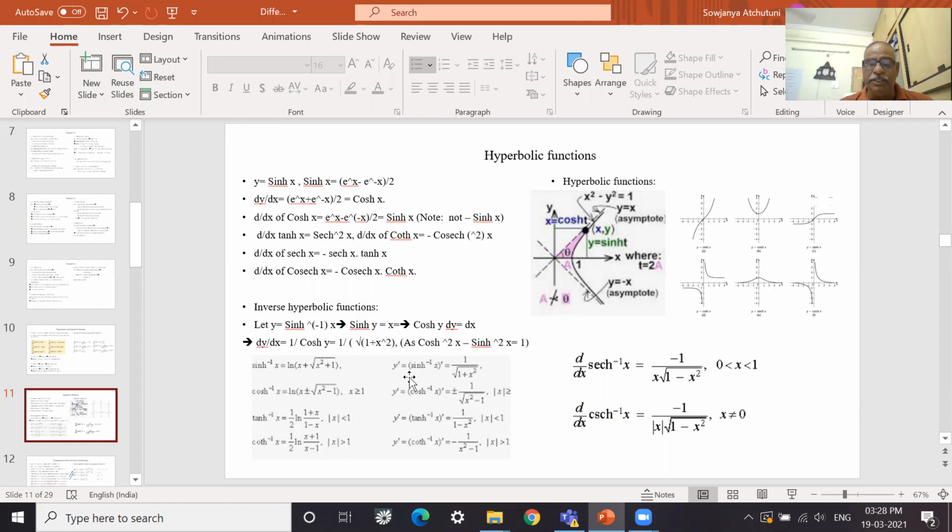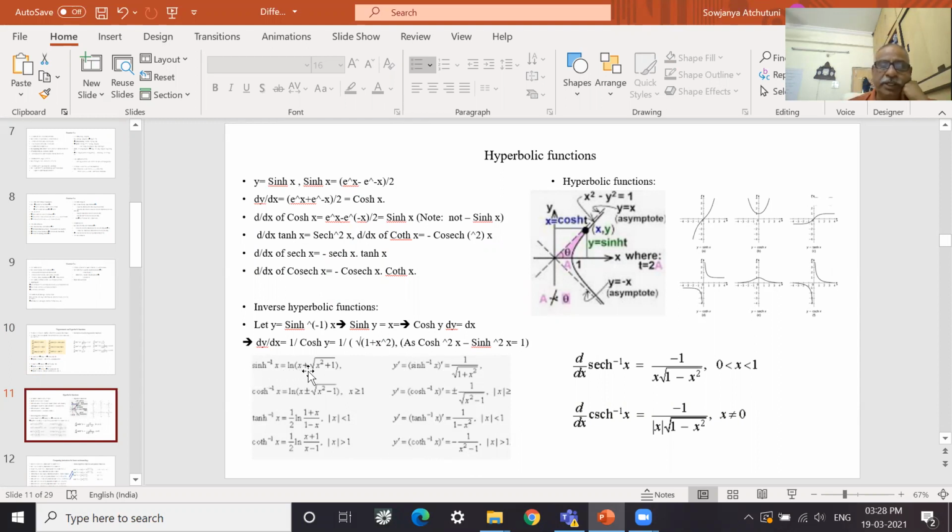These two relations have come from this equation. Because for sinh y, dy by dx is cosh y, and for cosh y, dy by dx is sinh y, the inverse derivative is always 1 by dy by dx of the normal function. So tan inverse gives 1 by 1 minus x squared, and cot also gives 1 by 1 minus x squared. This is how they are defined.